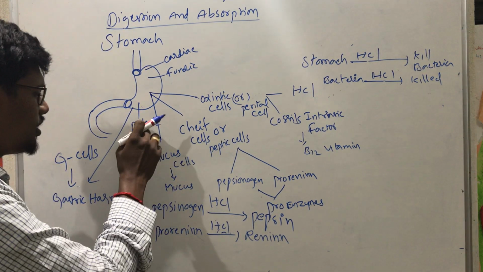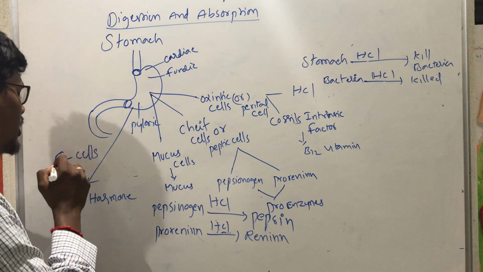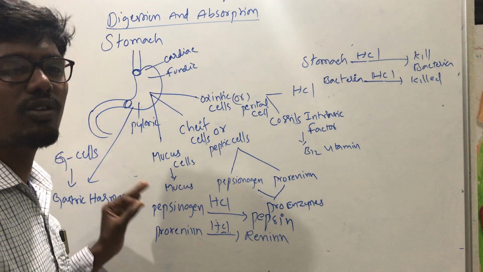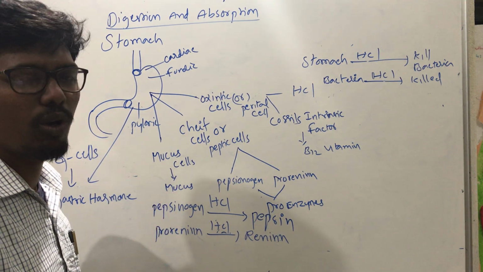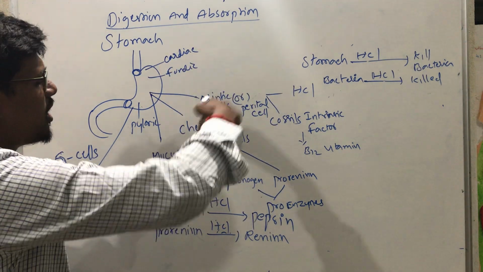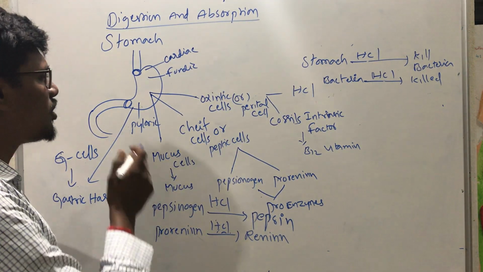Okay, next, the pyloric region has G cells. G cells means gastric cells. Gastric cells release gastric hormone. That gastric hormone will stimulate all the gastric glands. Okay, this is the stomach.